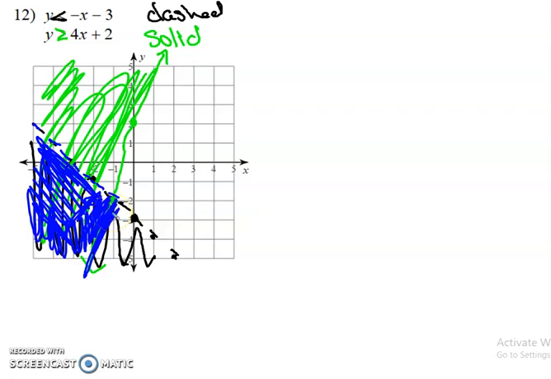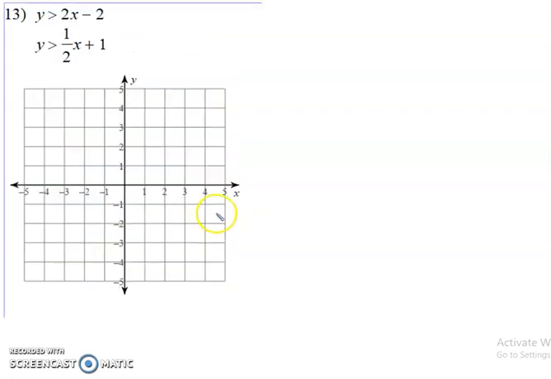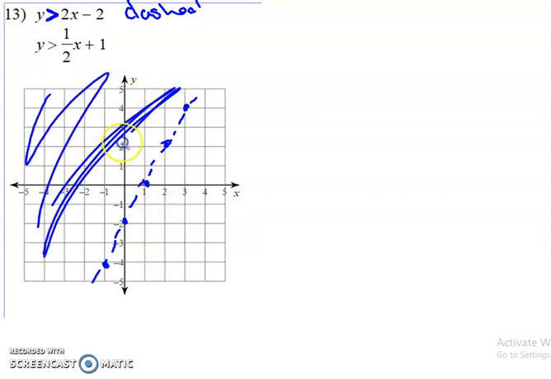All right, let's go to number 13. This is dashed. Start at -2. My slope is up 2 over 1. That part should not be an issue for you. If it is, we have some serious issues. So then I ask myself, y is greater than, which side has y greater than? That would be the side with the positives.